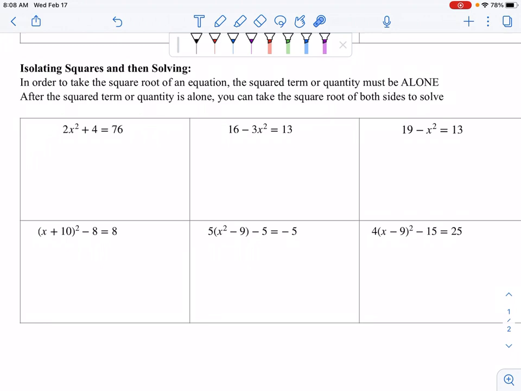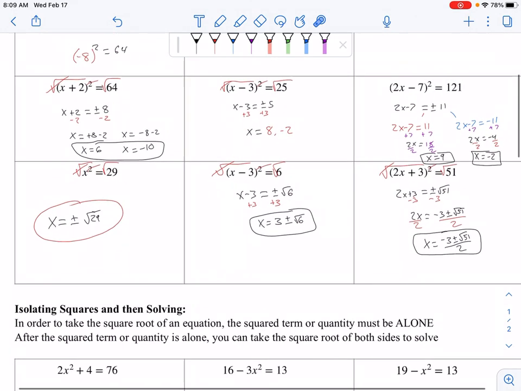For these, the order is we have to get the square by itself. So the squared term or quantity, whether that is just a single variable, or it's the parentheses itself, the quantity, we have to make sure that it's alone first. So we're going to have to isolate it. We're going to have to move stuff away from our squared to get it alone first. And then once it's alone, then we can take the square root of both sides and solve. So then we can start doing what we've learned up here.